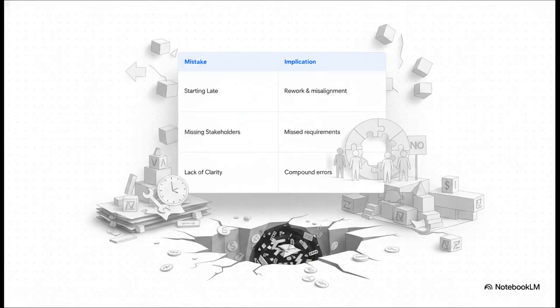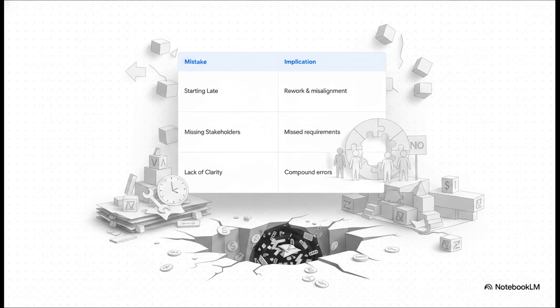But man, this is where the danger starts. Let's unpack the first 3 critical missteps. Mistake number 1, starting too late. If you rush right into detailed design without this conceptual map, you're going to end up with massive rework because your data structures just won't align with what the business actually needs.